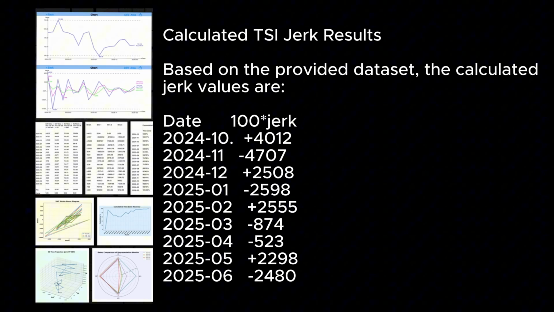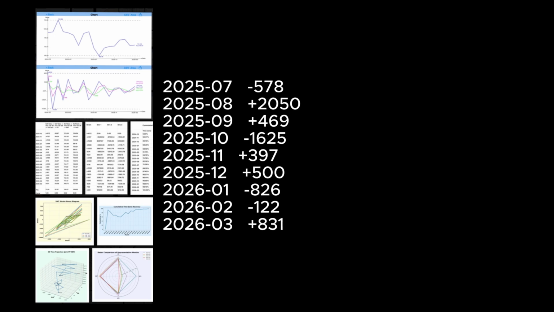to 20 for 11 for 707 20 for 1 to 508 20 to 501 to 598 20 to 502 to 555 20 to 503.874. 20 to 5045 to 3 20 to 505 to 298 20 to 506 to 480 20 to 507 578 20 to 508 2050 20 to 509 for 69 20 to 51016 to 520 to 511397 20 to 51 to 50 20 to 6018 to 620 to 60 to 1 to 20 to 603831.